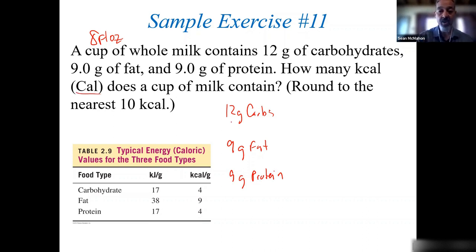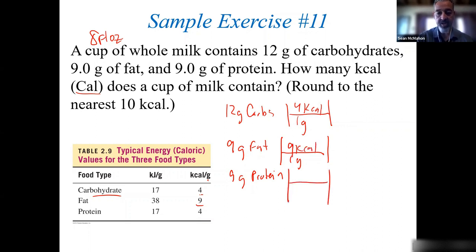Okay. So 12 grams of carbs. Well, I'm going to use a conversion factor. Carbohydrates, per 1 gram of carb, there's 4 kilocalories. And I'll do the same for fat, except per 1 gram of fat, it's higher in calorie content, 9 kilocalories. And then over here, per 1 gram of protein, 4 kilocalories.